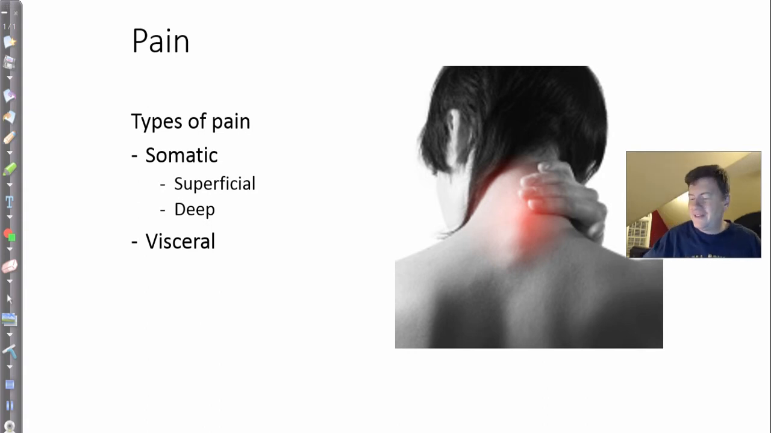Visceral pain is even a little different in that visceral pain is going to be the pain that we associate with thorax and abdominal receptors. In the thorax and abdominal cavities, you'll have these receptors that will communicate pain to the spinal cord and brain, and it's a dull ache, vague pain.